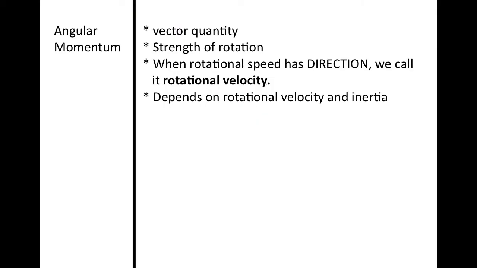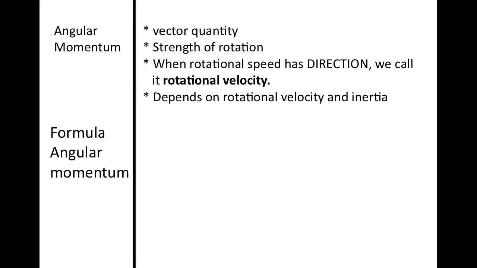Angular momentum. Angular momentum is a vector quantity. It talks about the strength of rotation. How strong is your rotation? When rotational speed has a direction, we call it rotational velocity. Just like speed is a scalar, when we give it direction, it becomes velocity. Angular momentum depends on rotational velocity and inertia.